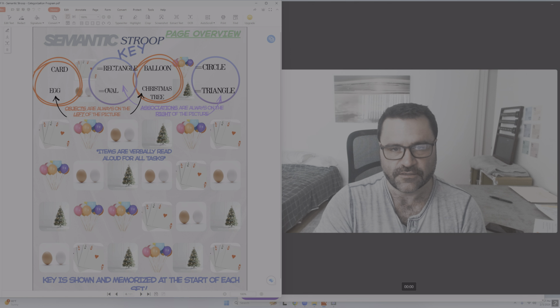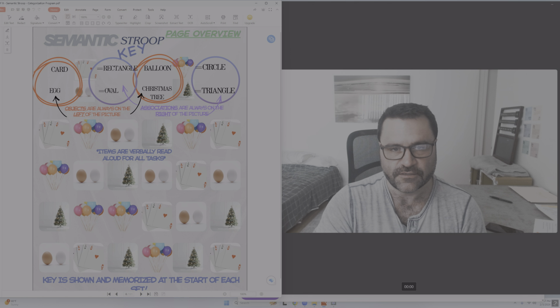The association is a shape. So whenever they see these pictures, they're not going to say what it is. They're going to say just the shape. So we go down here, and we're just going to say the shape now. So we're blocking and inhibiting our response, hence the Stroop task activity.